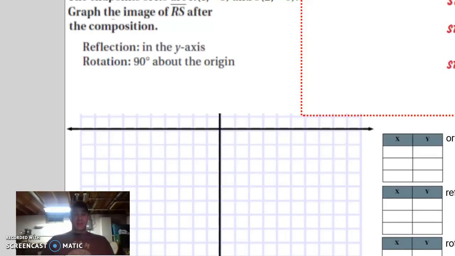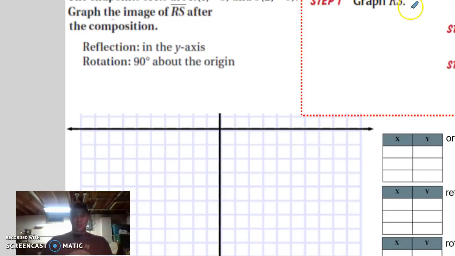Okay, here once again we are trying to find the image from the composition of transformations. This time we're doing two things, a reflection and then a rotation. And we're starting with just a line segment, RS. And I've got some step-by-step items that are going to guide us through this.